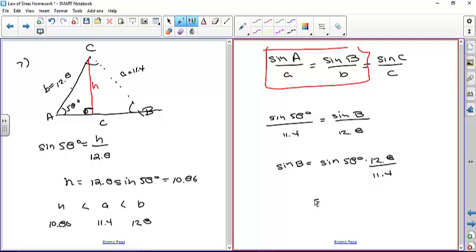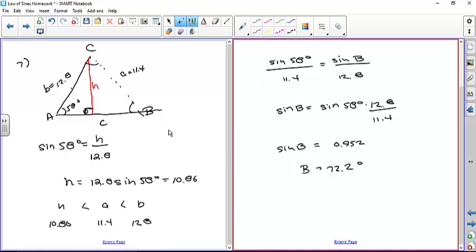Sine of 58 times 12.8 divided by 11.4. Sine of B is 0.952, and you take the inverse sine, and we get 72.2 degrees. Okay, so that's angle B.